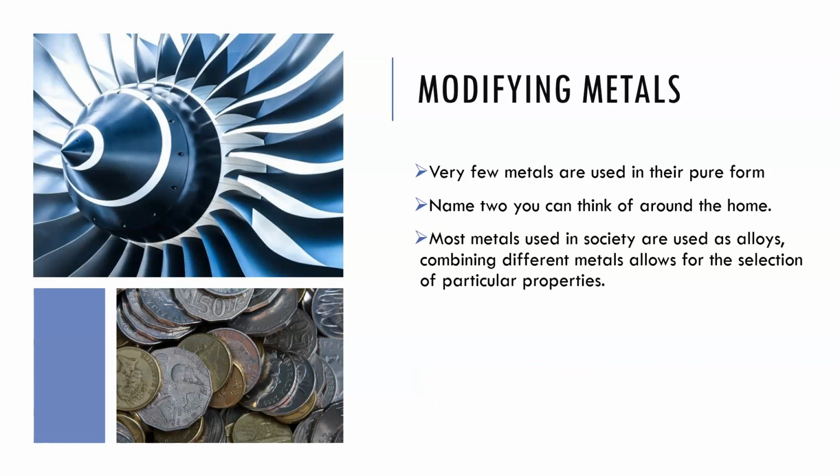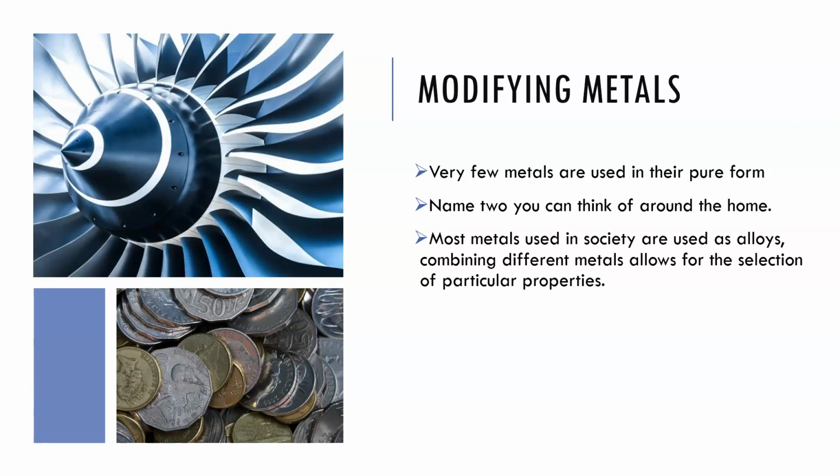Most metals, when we use them in society, are actually used as alloys. They're mixtures of one, two, or even three metals mixed together so that we can select for particular properties. As we said, different metals vary in the way that their hardness, melting points and boiling points are affected. So these alloys, these mixtures of metals, allow us to select the properties that we're most interested in.